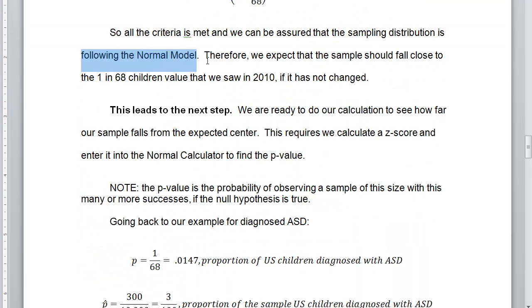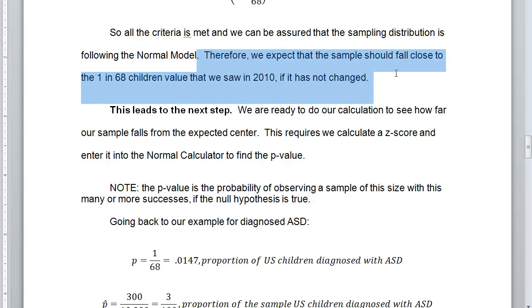Therefore, we expect that the sample should fall close to the 1 in 68 children value that we saw in 2010, if it has not changed. We would expect our samples to fall very close to the 1 in 68 children value that was measured in 2010 if it has not changed. That's our null hypothesis right there in a nutshell.